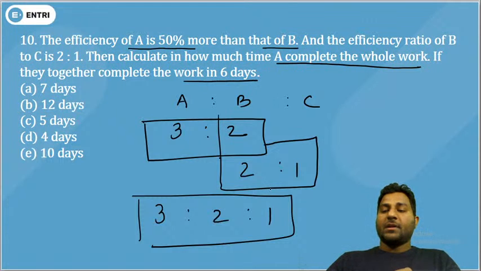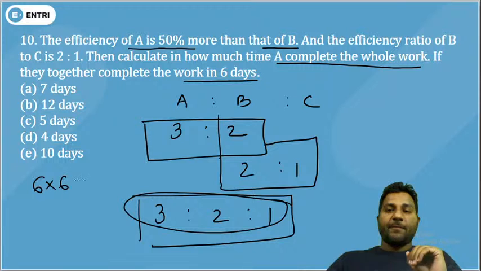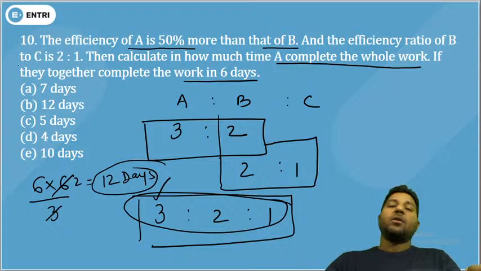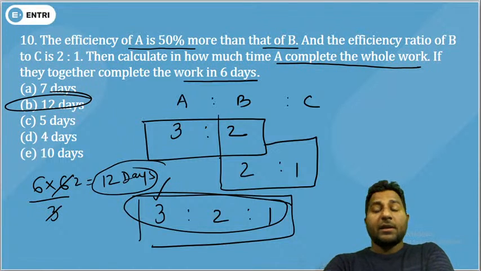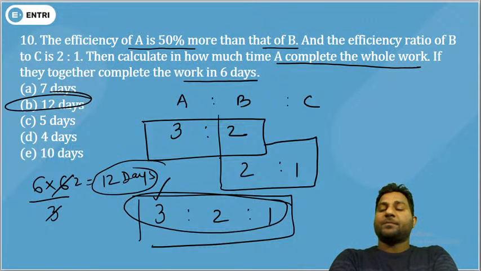So together they are doing it in 6 days. That means the total work will be 36. So if A's efficiency is 3 units per day, that means A will take only 12 days to complete the whole work. Now tell me, option B will be the correct one. Very good, Sharad. Spot on.